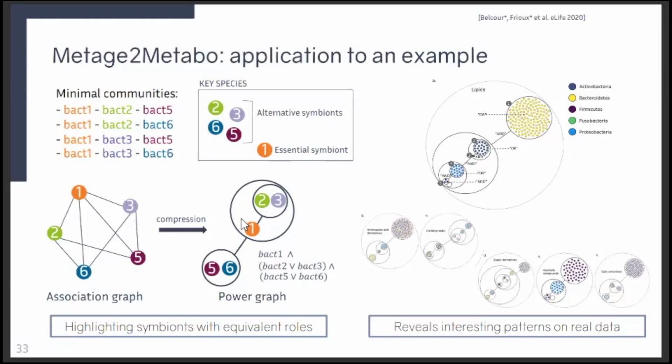We worked with 1,500 metabolic networks associated to cultivable bacteria of the gut microbiome. And we had several sets of target metabolites that we wanted to ensure the production of. And we built these power graphs, and they were really interesting because they highlighted groups of equivalent species for the production of targeted metabolites. So here you will need one of the bacteria from the yellow circle, one from the blue, etc. So that really helps the analysis.